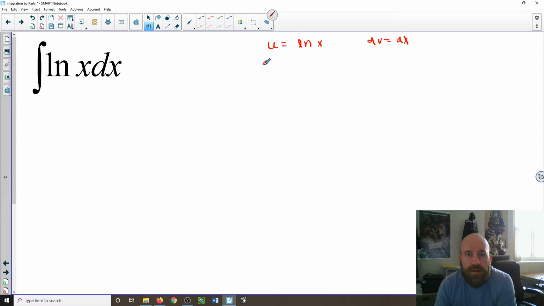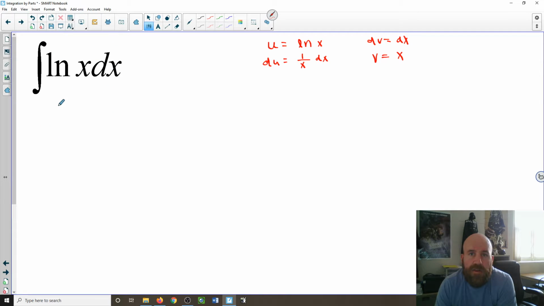So now we find the du. Take the derivative of ln x, which is 1 over x dx. We can find the antiderivative of dv, which would be our v. So we end up with x as our v. So now we can plug into the formula.